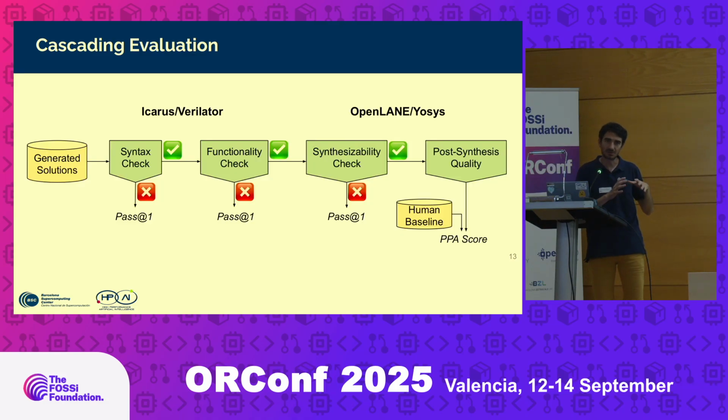We apply a kind of cascading evaluation approach, in which we only pass to the next stage if the previous one works fine. For example, we start with syntax. If it passes syntax, we go to functionality, which is based on the tests that are implemented. Then synthesizability, and whatever is left at that point, we check the post-synthesis quality. So this means that our scores show how the performance is degrading step after step, and we see how far each model can get.